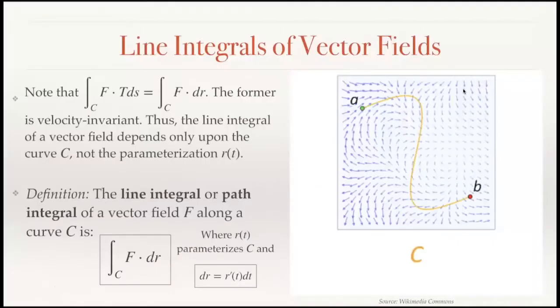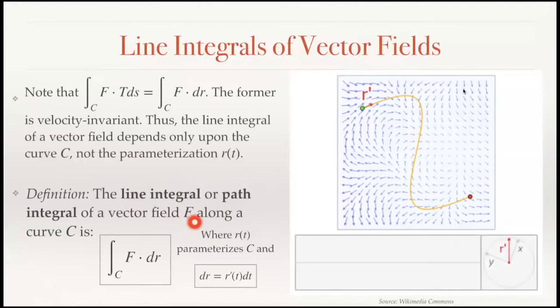So we define the line integral or path integral of a vector field F along a curve C to be this, F dot dr. And as with scalar line integrals, that dr is r prime of t dt, because dr dt is r prime by definition. So we'll convert everything to be in terms of our parameterization this way to actually compute it.